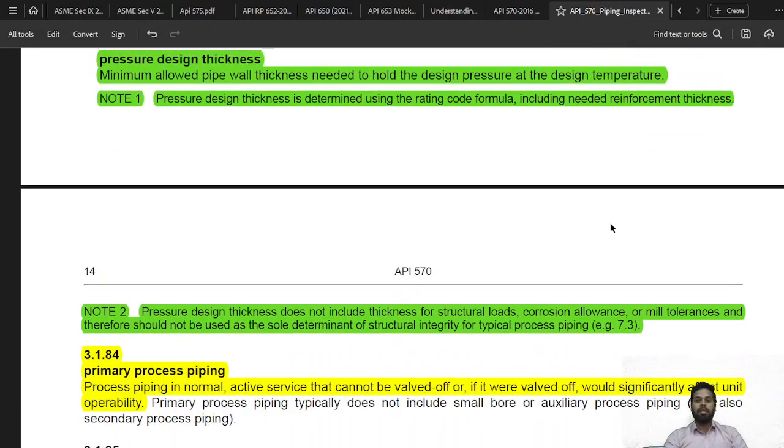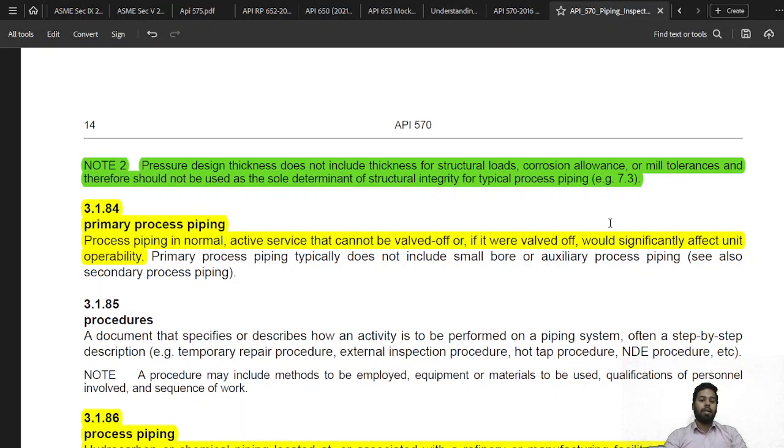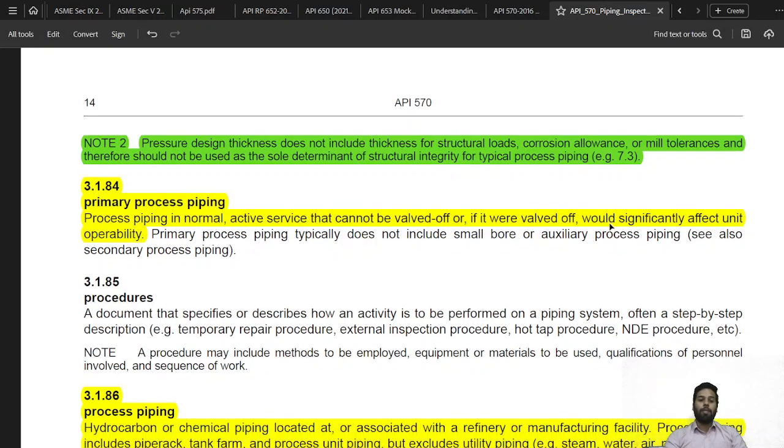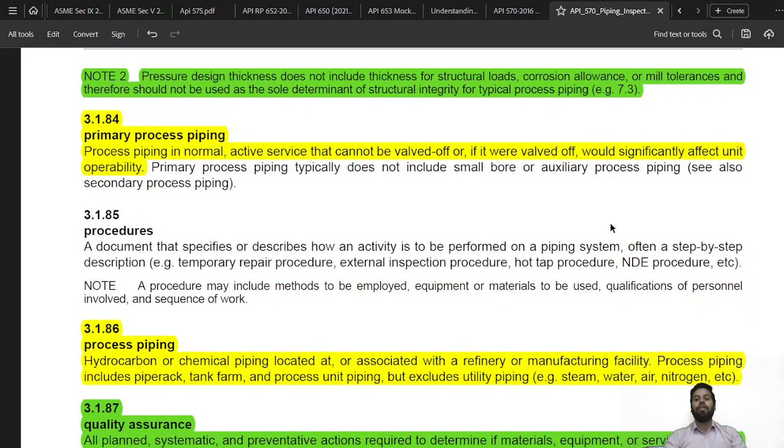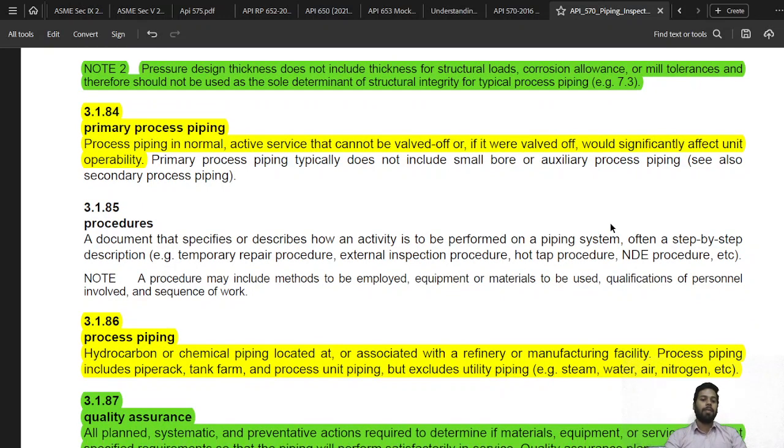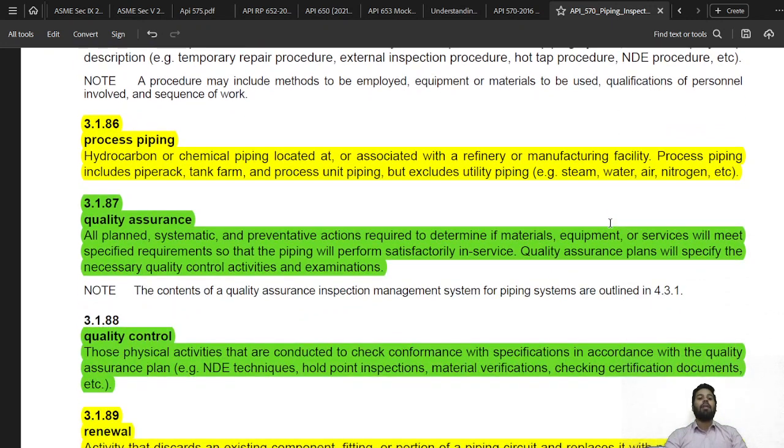Minimum design thickness, again, is the minimum thickness that is required to sustain the pressure. Primary process piping is the process piping in normal active service that cannot be valved off, or if it were valved off would significantly affect the unit operability. Process piping is hydrocarbon or chemical piping located or associated with the refinery or manufacturing facility. Process piping includes pipe rack, tank farm, process piping unit, but excludes utility piping.